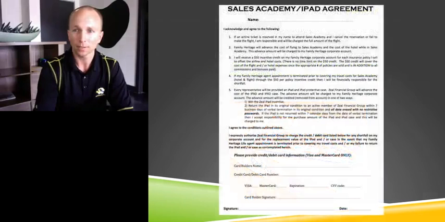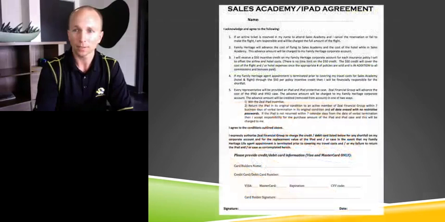Every representative is required to provide a credit or a debit card. This is a security feature that we have implemented and rolled out that's been very, very effective at making sure that an individual does not take advantage of the system, or take advantage of Family Heritage or Zeal Financial Group in reference to Sales Academy as well as the iPads. Basically, you'll be handed this form, you'll be asked to fill it out. It's very simple and straightforward, and we'll give you a copy of it.